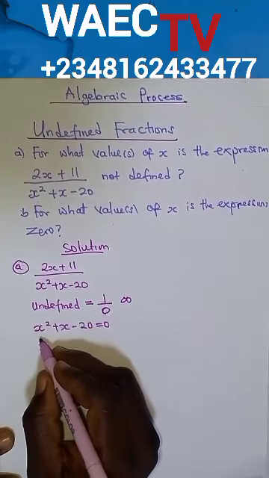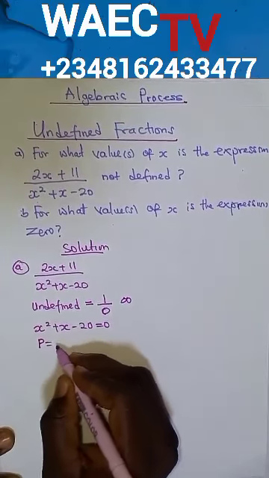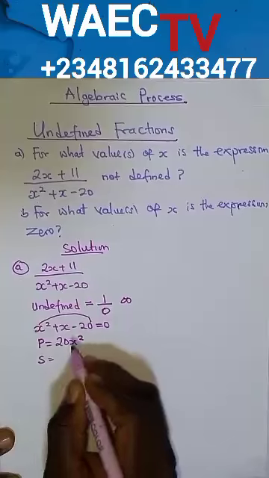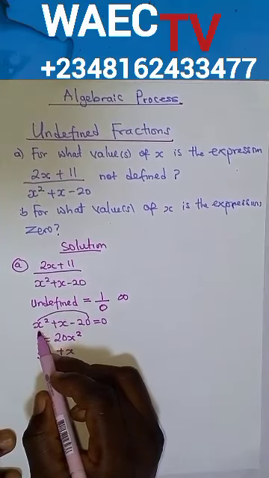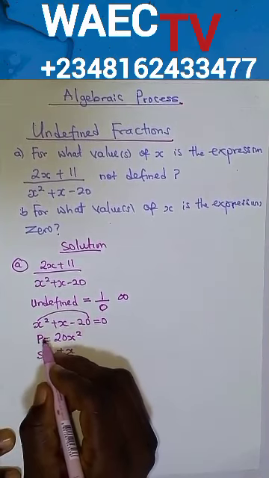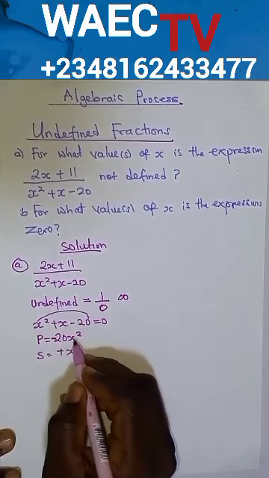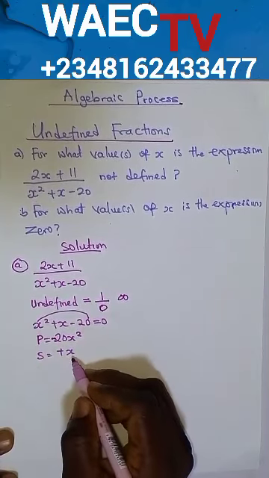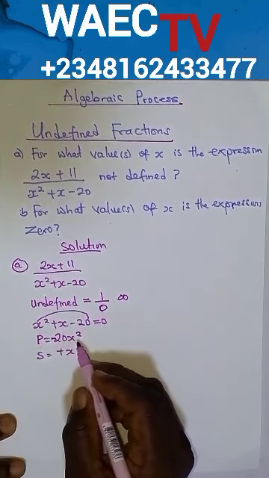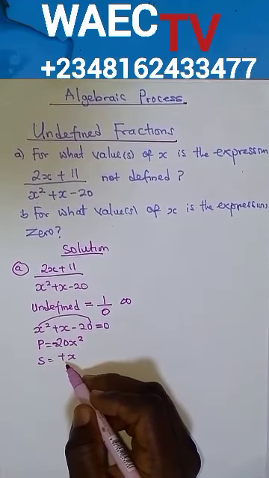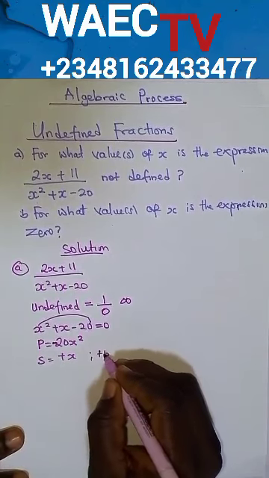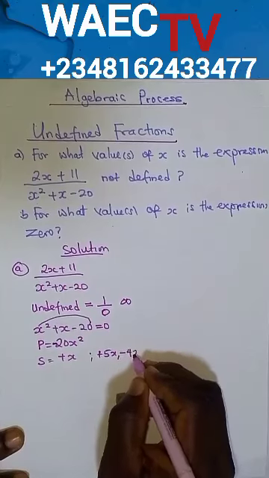Solving this, we have a quadratic equation x squared plus x minus 20. That means the product is minus 20x squared, and the sum is plus x. That means we are looking for two factors such that when you multiply them, you have minus 20x squared, and when you add them together, you have plus x. So the two factors are plus 5x and minus 4x.